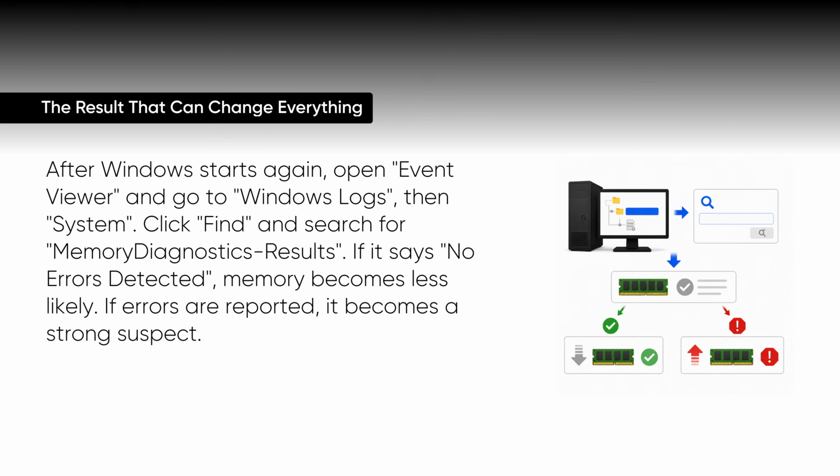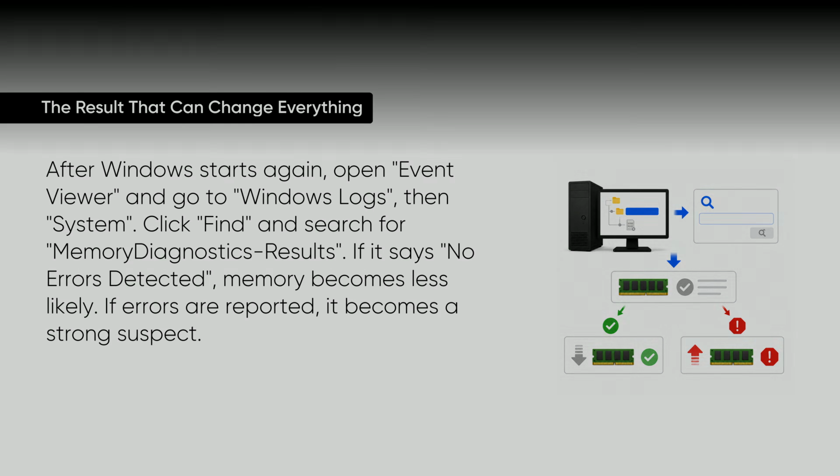After Windows starts again, open Event Viewer and go to Windows Logs, then System. Click Find and search for MemoryDiagnostics-Results. If it says no errors detected, memory becomes less likely. If errors are reported, it becomes a strong suspect.